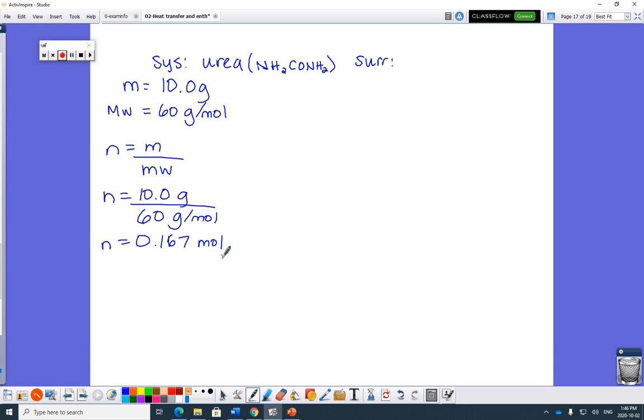And what else are we looking for in the system? The last line says calculate the molar enthalpy of solution. So again, I'm going to call that delta H sol. That's what we're looking for.